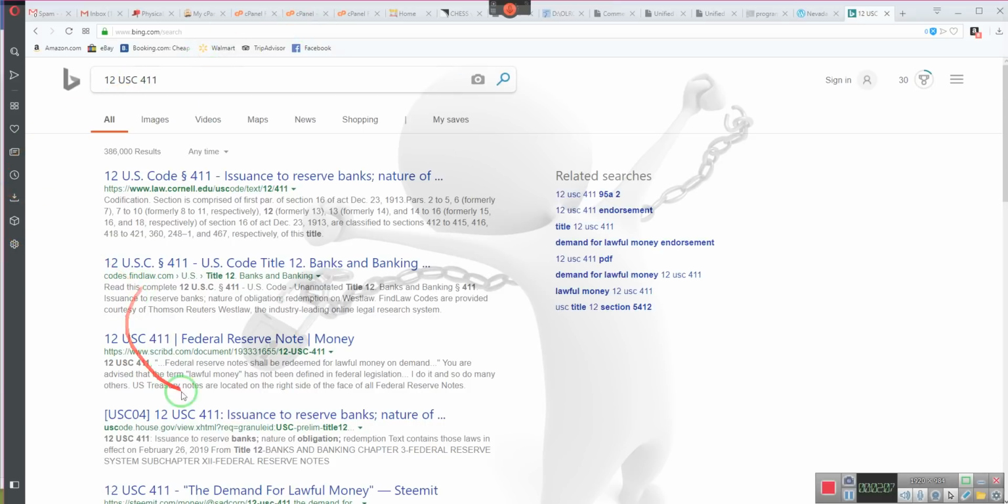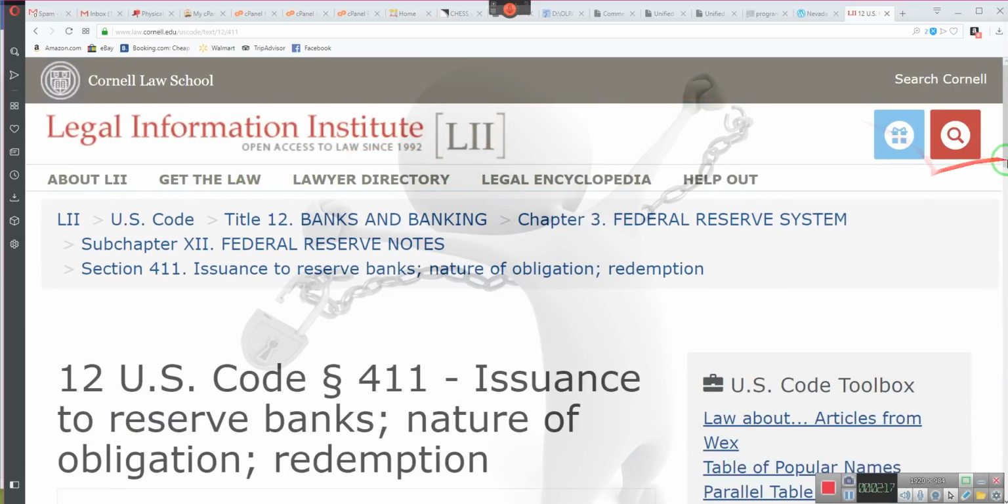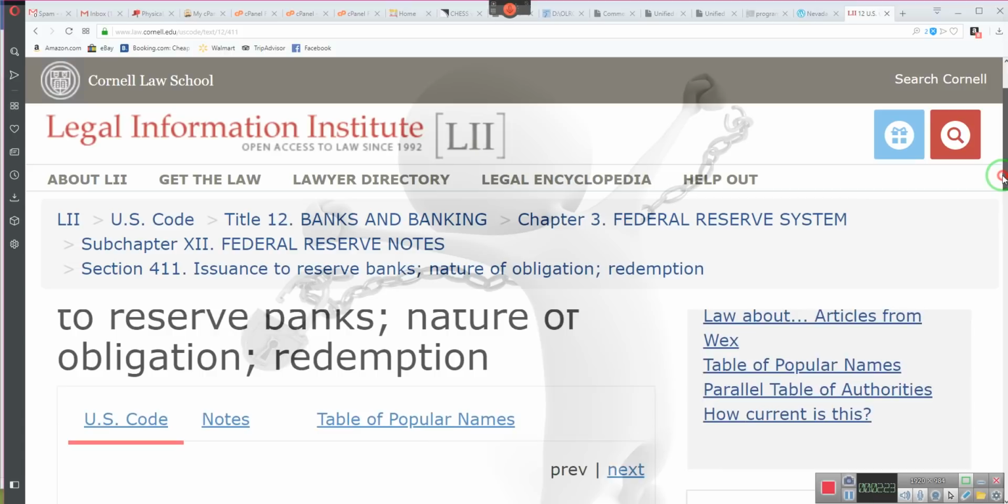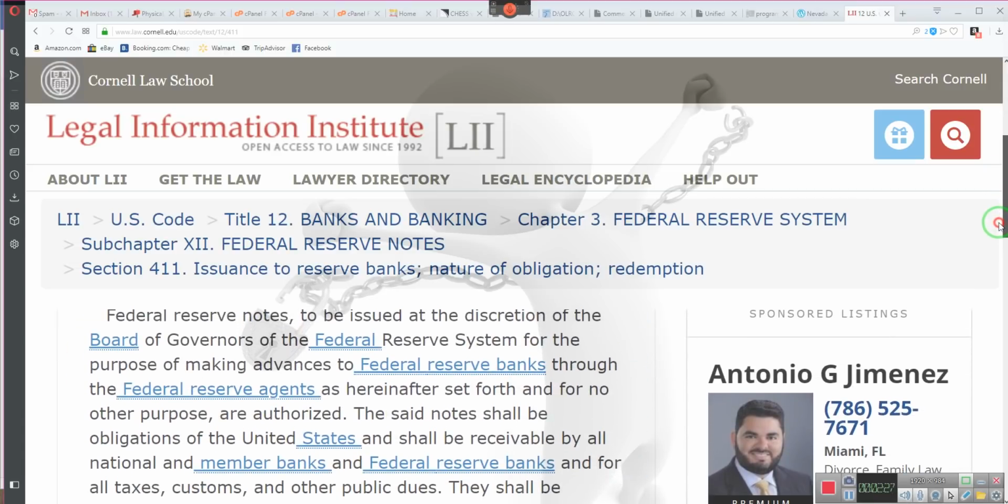Now, we don't care about all these other sites. We're going to go to Cornell because Cornell is the official site for the posting of the U.S. codes. Okay, so let's scroll down. Issuance to reserve banks. Nature of obligation, redemption. Let's find out nature of obligation.